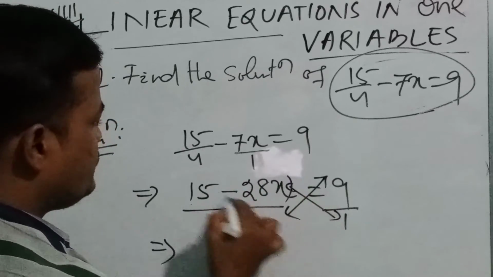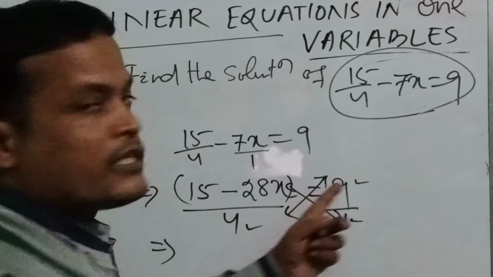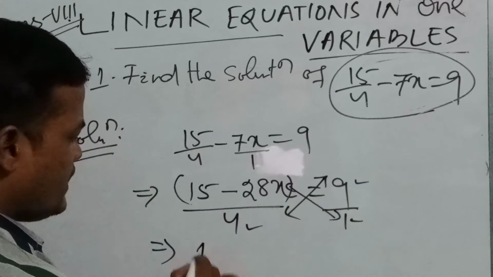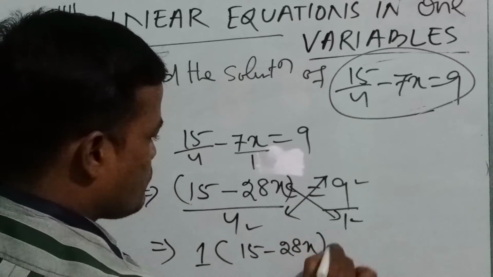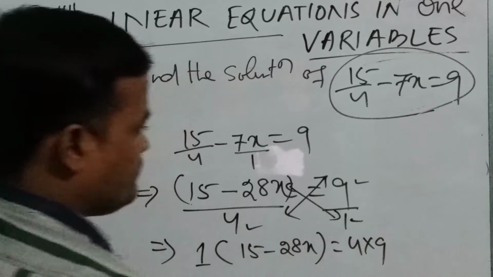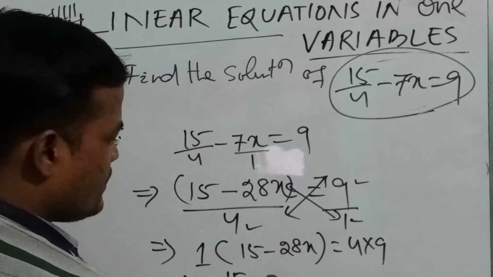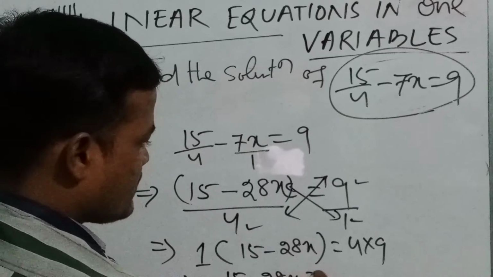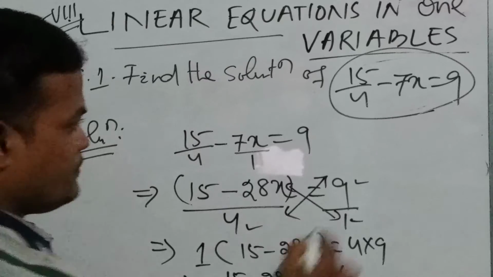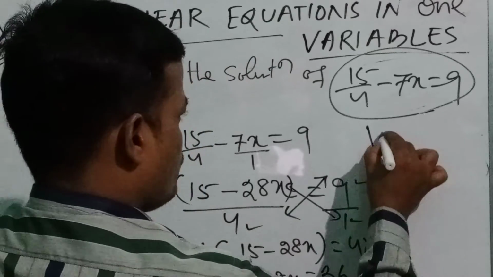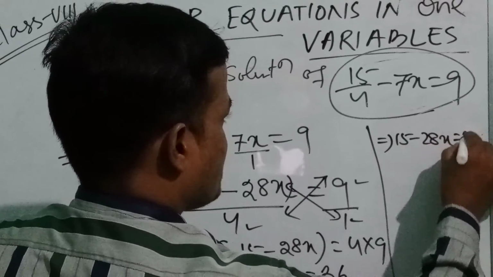The numerator of this is the denominator of this, and the denominator of this is equal to the numerator of this. Now let us multiply: 1 into 15 minus 28x equal to 4 into 9. So 1 into 15 is 15, 1 into 28x is minus 28x, and 4 into 9 is 36. So 15 minus 28x equal to 36.